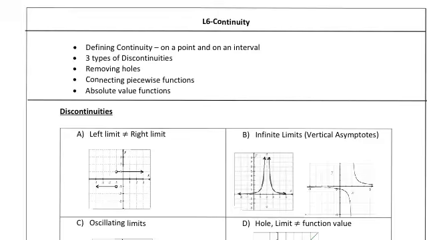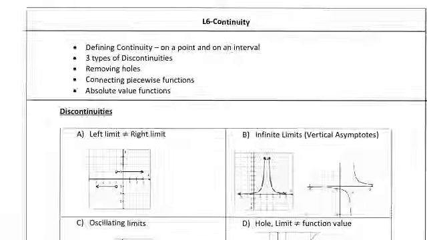Hi everyone, welcome to our sixth lesson in the limits unit, and this lesson is about continuity. So I'd like you to just pause the video for a minute and see if you can list some different ways in which a graph can be discontinuous. Discontinuous, or not continuous, means a graph has a break in it in some way. You have to lift your pencil as you draw the graph.